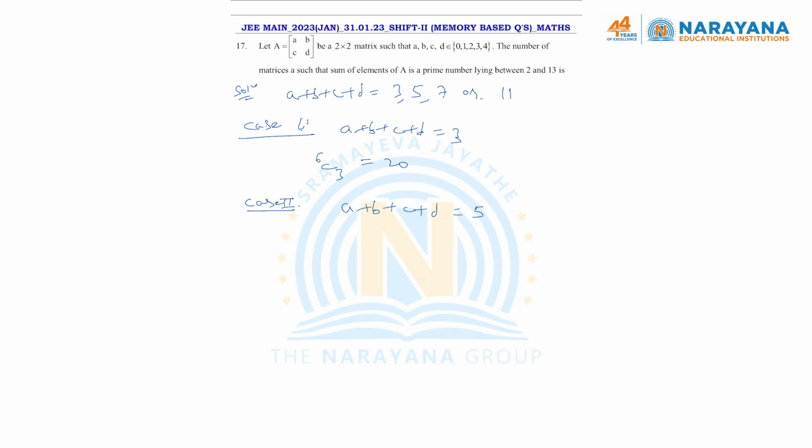So number of integral solutions of this equation. But there is a problem. If you directly find the number of integral solutions, D can be 5 also. However, D cannot be 5.